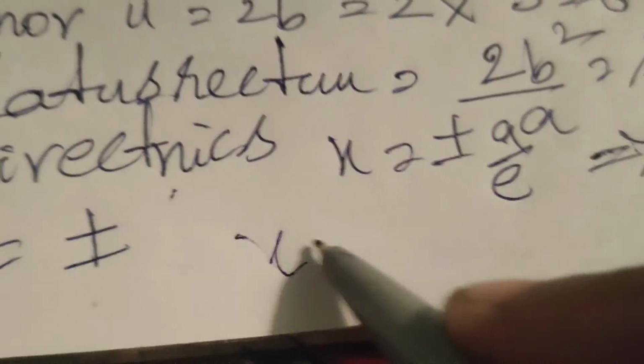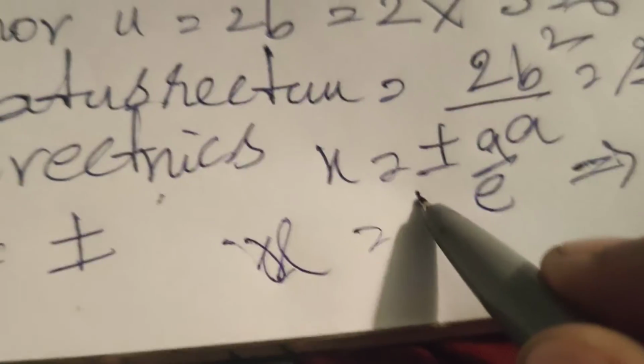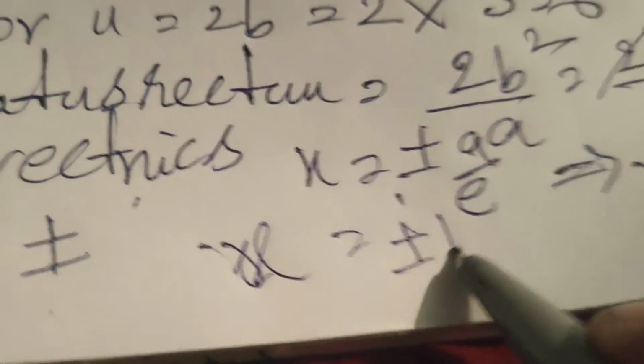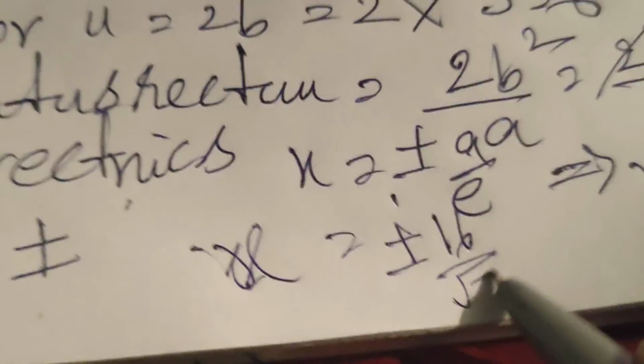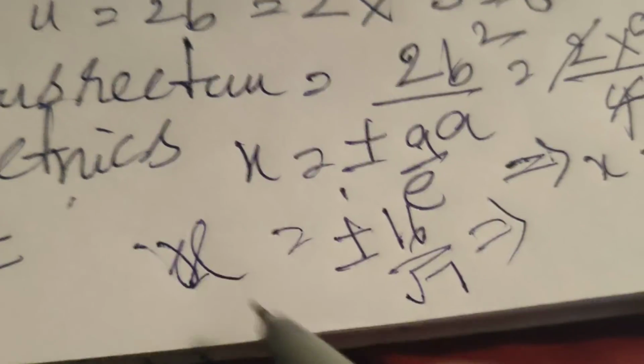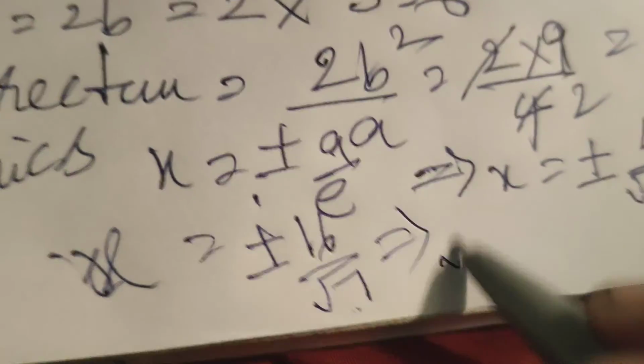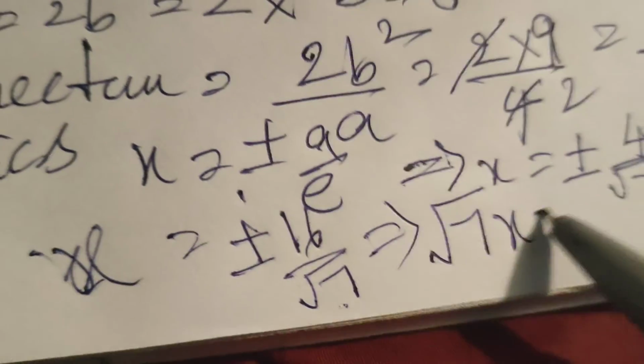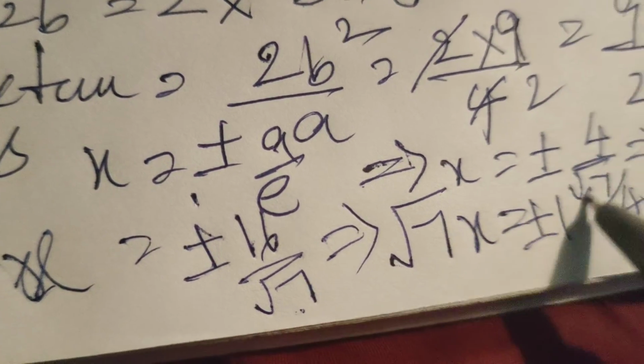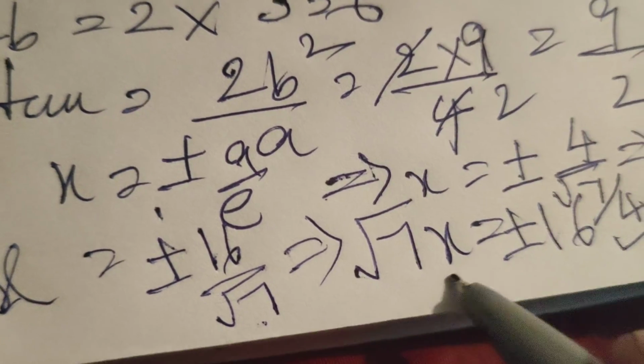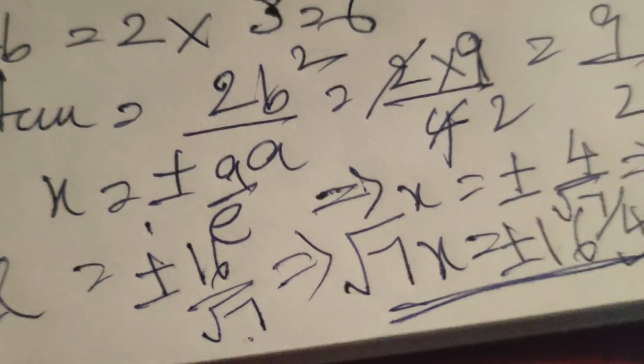That is x equals plus or minus 16 by root 7. That implies, by cross multiplication, we get root 7 x equals plus or minus 16. This is the equation of the directrix.